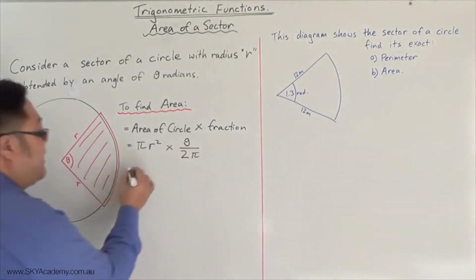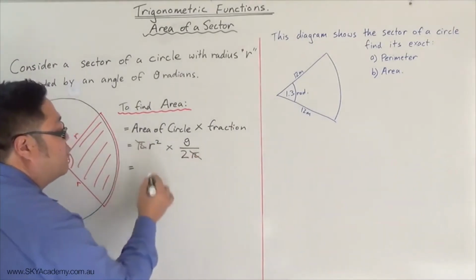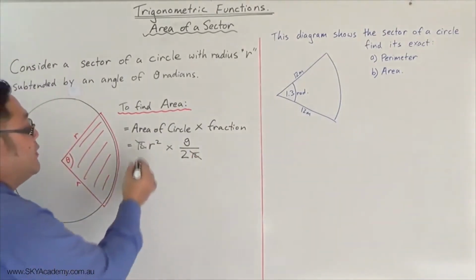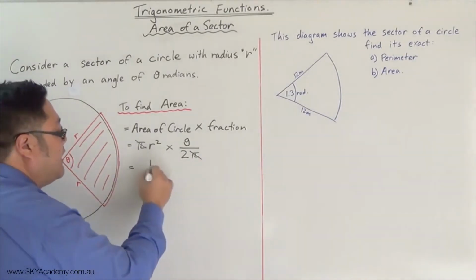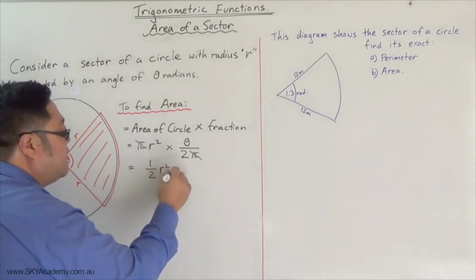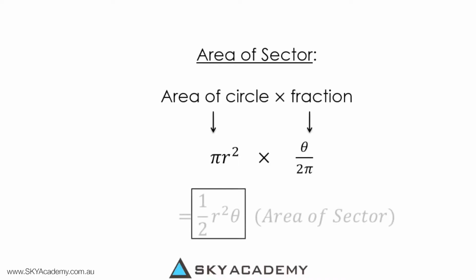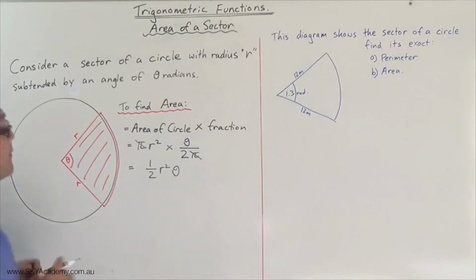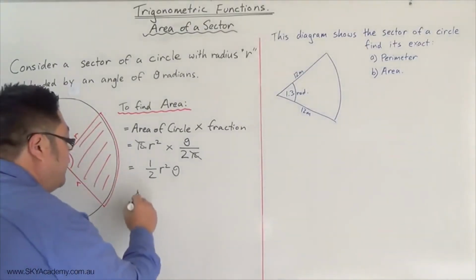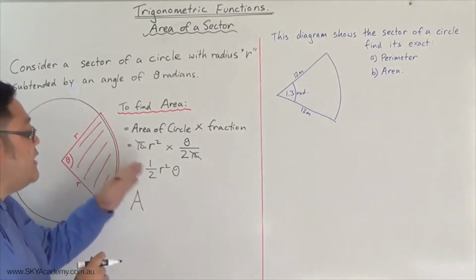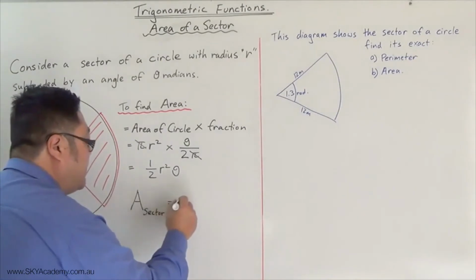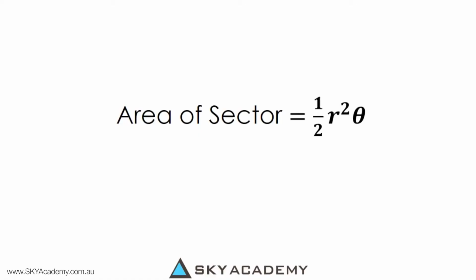Does that make sense? Now, we can cancel out the pi with the pi, and so we're left with a half r squared theta. And that is the area of the circle. Sorry, I said circle, but what I meant was the area of the sector. The area of the sector is given by a half r squared theta.